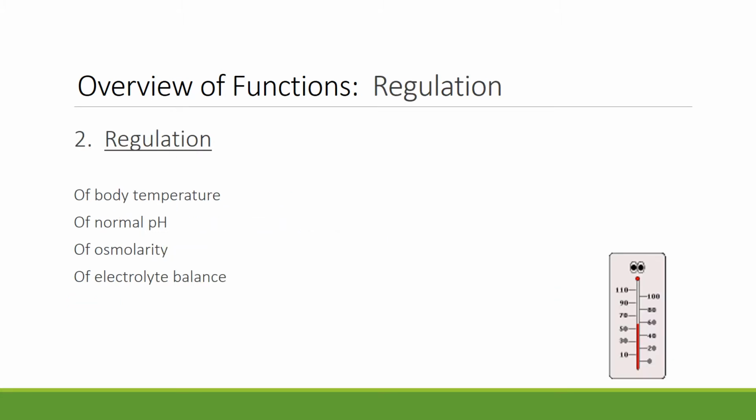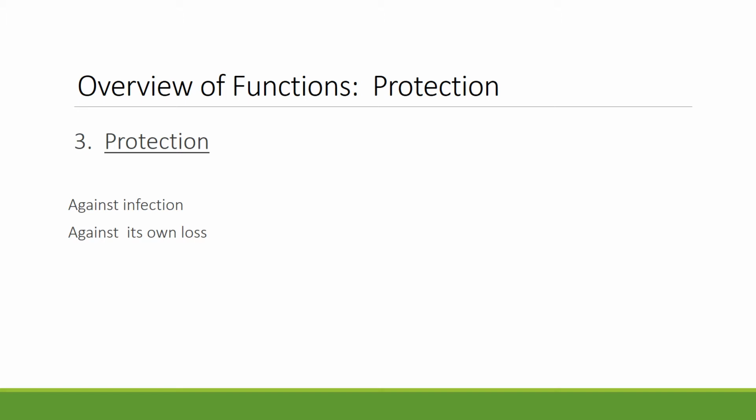Another function of blood is regulation. Blood regulates a number of different things, including your body temperature, a normal pH, osmolarity, and your electrolyte balance. Your blood protects you against infection and against its own loss.